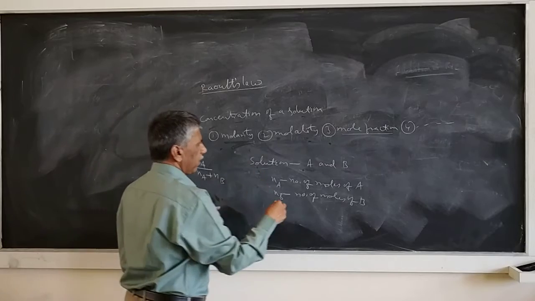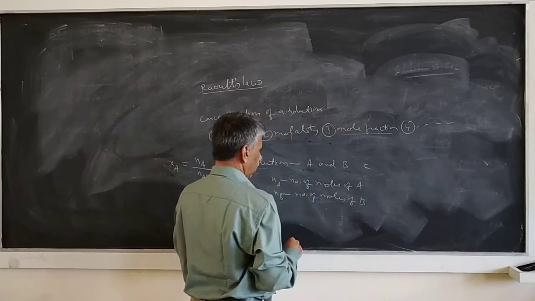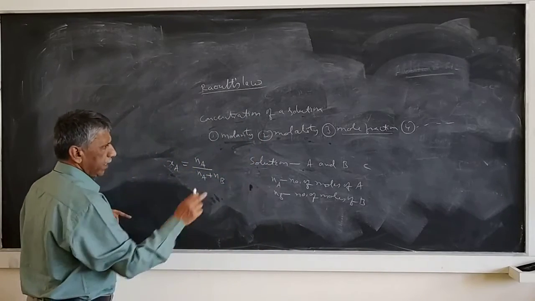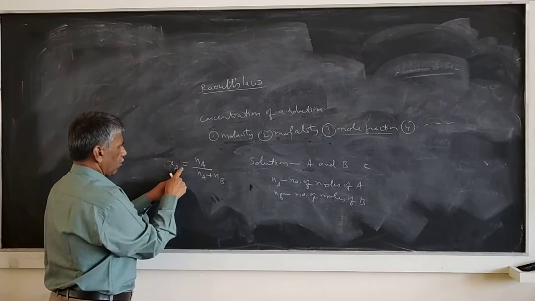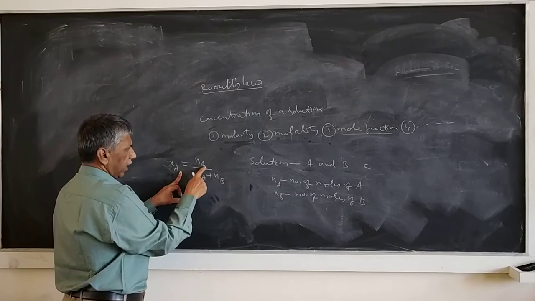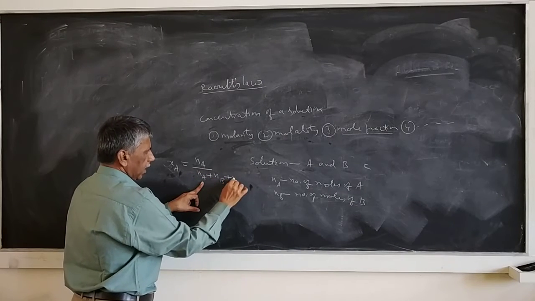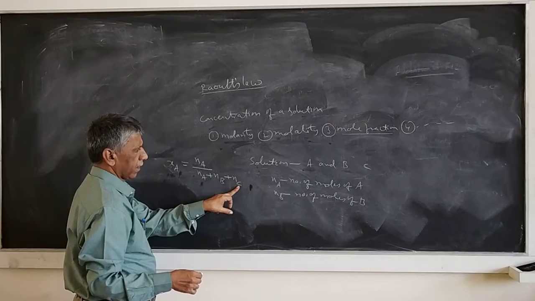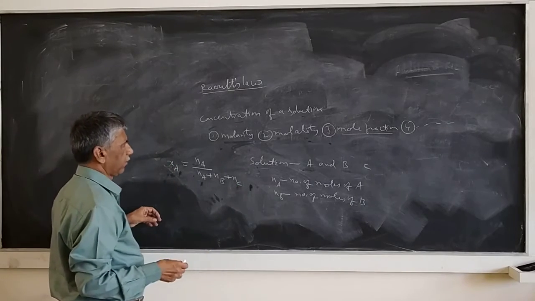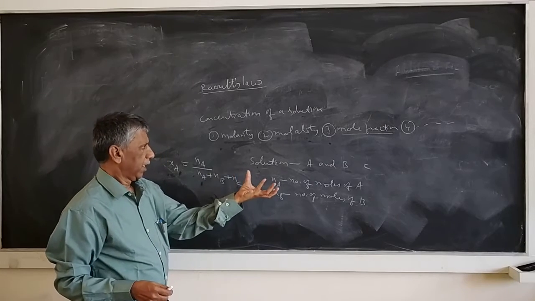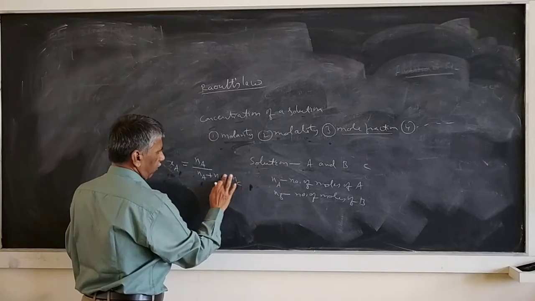Suppose the same solution contains three components A, B and C, then the mole fraction of component A is equal to number of moles of A divided by number of moles of A plus number of moles of B plus number of moles of C. So like this, you have to calculate the mole fraction of any component which is present in the solution.